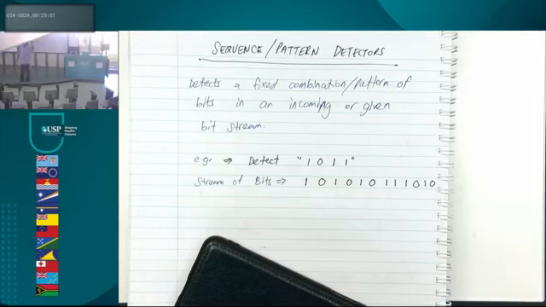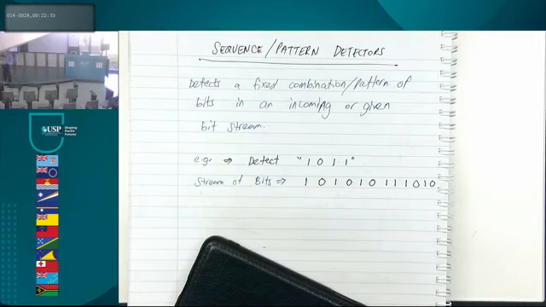The only difference is 1011 is a 4-bit detection to be done, and 9876 is a 16-bit code to be detected, right? Because 9 is 4 bits, 8 is 4 bits, 7 is 4 bits, 6 is 4 bits. So 4 times 4, a 16-bit sequence to be detected in a string of incoming stream.